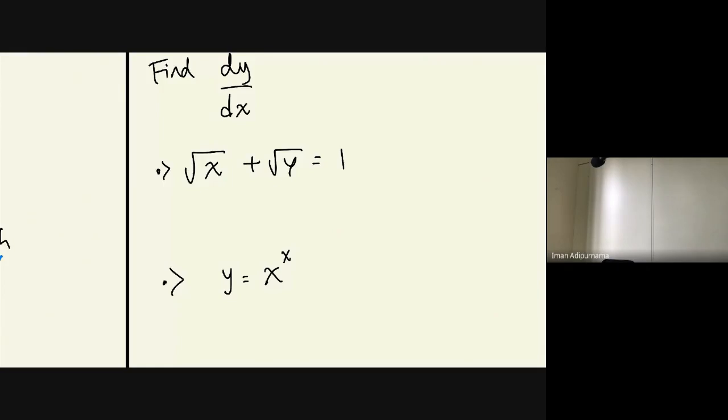Do you get it? So every time you have y inside some equations, after you differentiate, you need to multiply by its dy dx. Okay? Get it? Yeah. Okay. You get it? Yeah, it's okay.